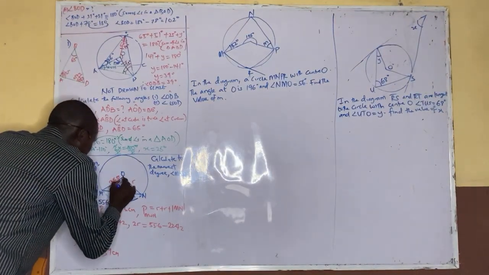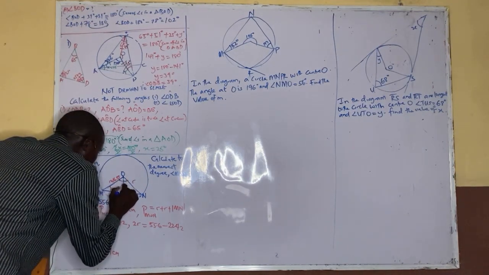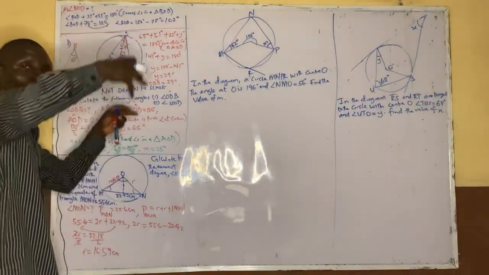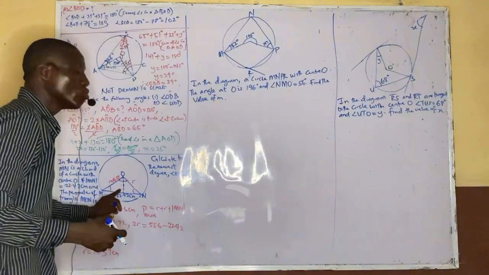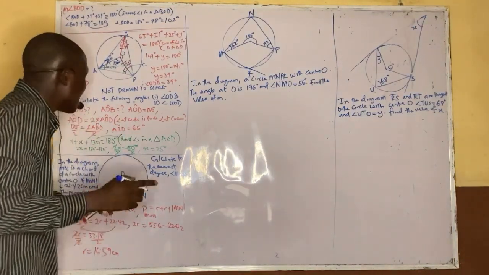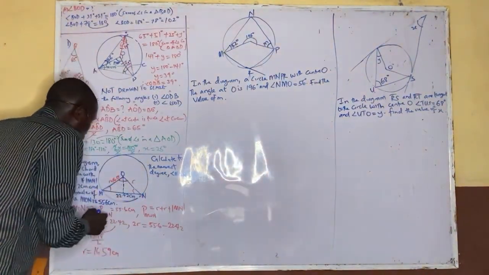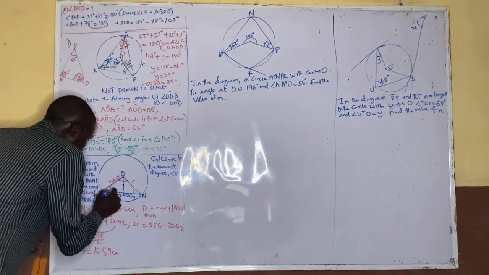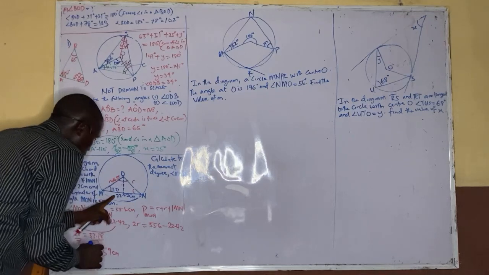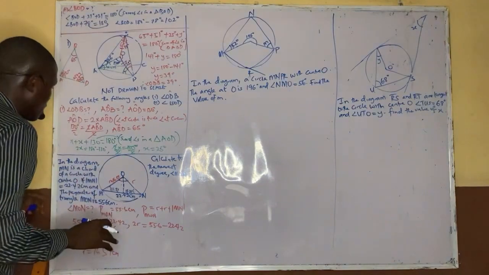There's a theorem about circle geometry that says when a line is drawn from the center of the circle, it will bisect the chord into two equal parts. That's the theorem about circle geometry. Meaning this is going to be 11.21. When divided by 2, this was also 11.21. So that's just a rule under circle geometry.